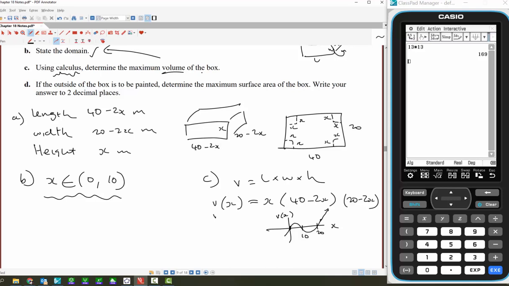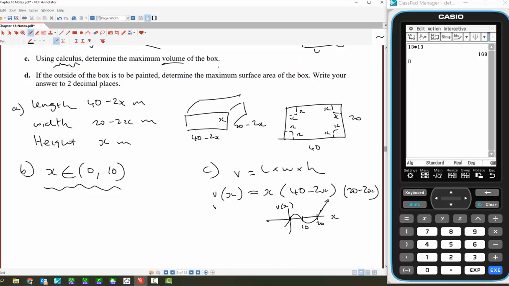Now using calculus determine the maximum volume of the box. Now you might think, oh, isn't it just going to occur at 5? No, all right, because this is a cubic function, okay, and cubics don't have maximums at the midpoint. So we must use calculus on this. So let's look at our V of x function.